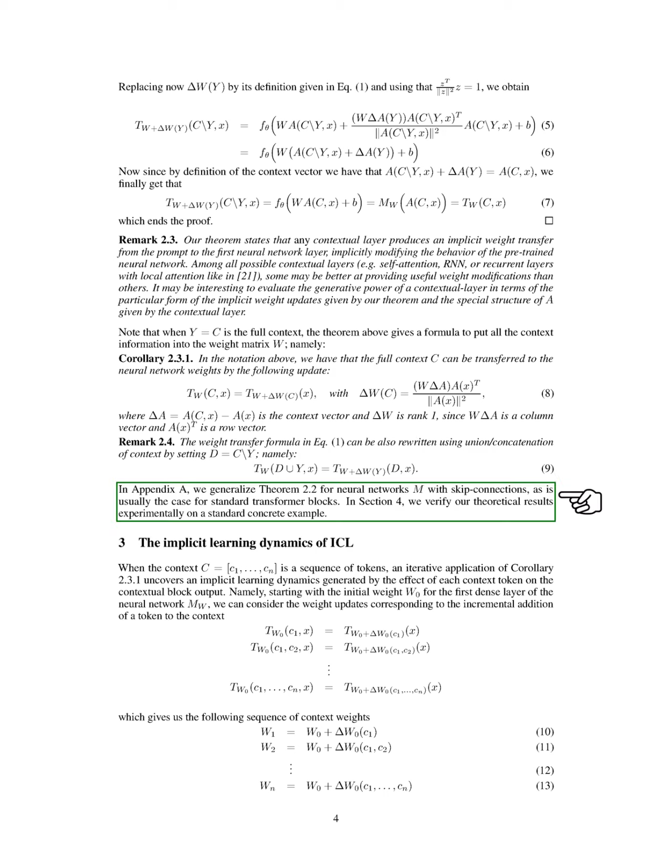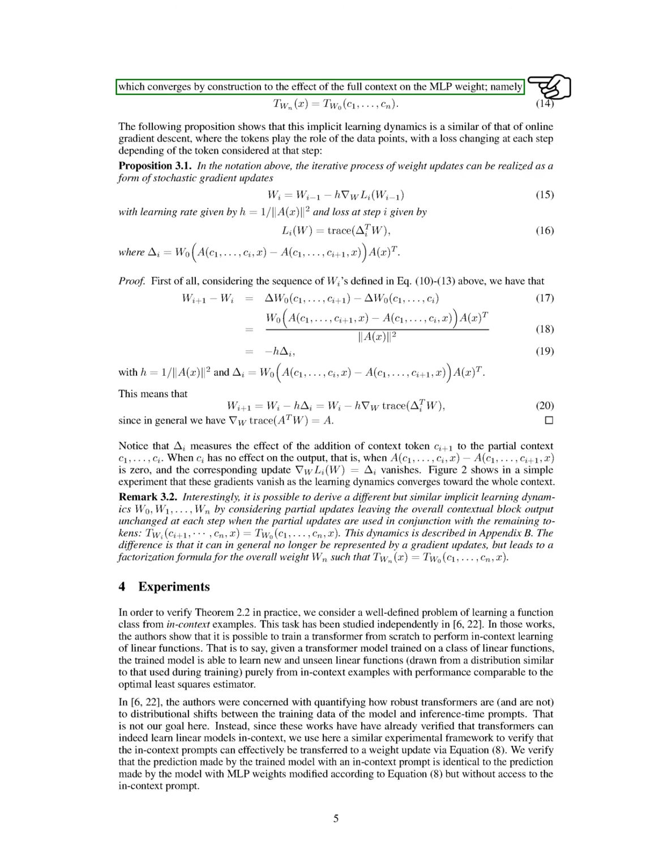Section: The Implicit Learning Dynamics of ICL. In this section, we explore the implicit learning dynamics of in-context learning, ICL. When we have a context represented as a sequence of tokens, we can iteratively apply our findings to reveal how each token influences the output of the contextual block. We begin with an initial weight for the first layer of our neural network and observe how these weights change as we add each token to the context. This process leads us to a series of weights that ultimately reflect the full context's impact on the model's weights.